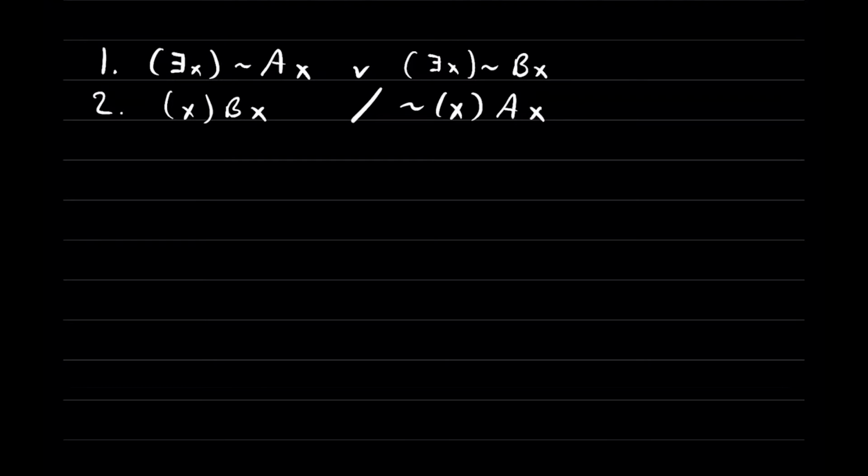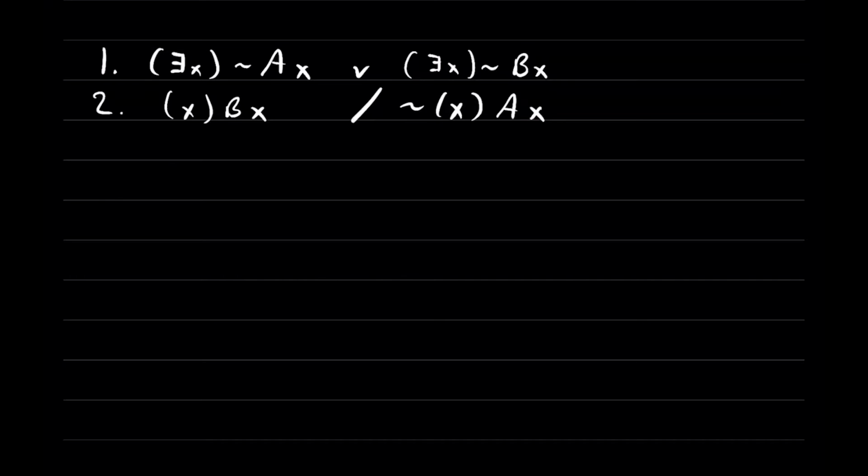Premise 1 is an either-or statement. It says either there exists something that's not an A, or there exists something that's not a B. Line 2 says everything is a B, for all x, Bx. And the conclusion we're trying to prove is this. It's not the case that everything is an A. It's not the case that for all x, x is an A.